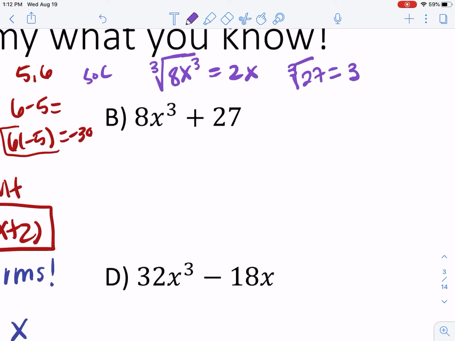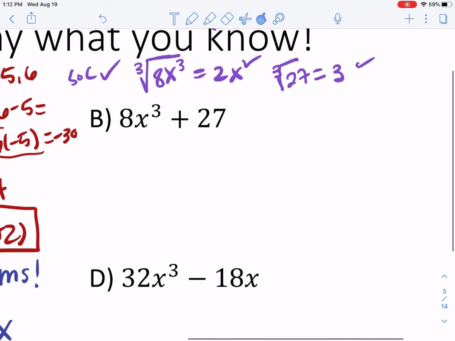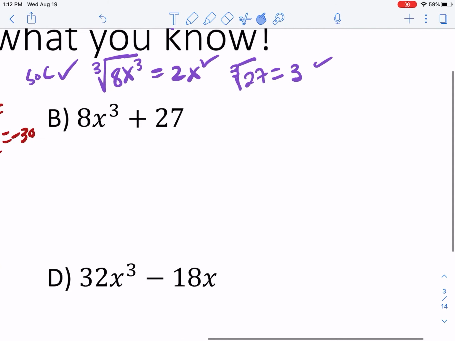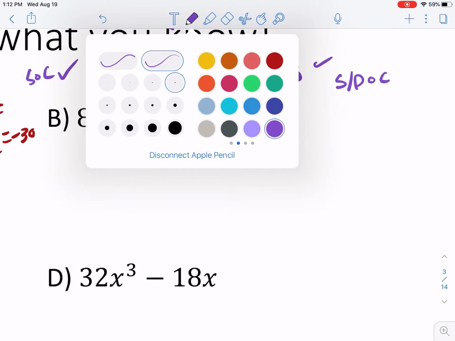Because both of these are perfect cubes, I do have a sum of cubes. What that means is that I need to be able to use my sum of cubes formula. Now this is something that you guys need to have memorized. It's the sum and difference of cubes formula. And it goes something like this. I'm going to do it in a different color actually.